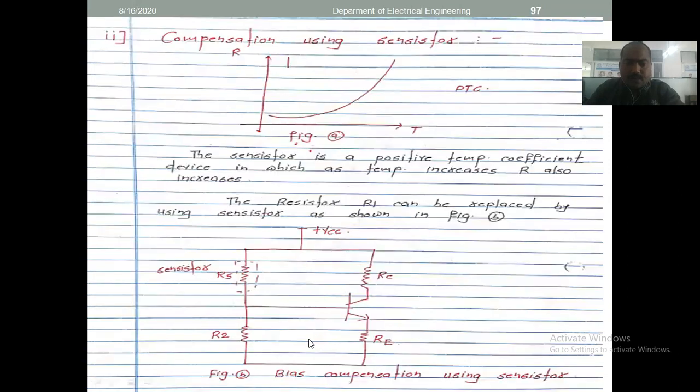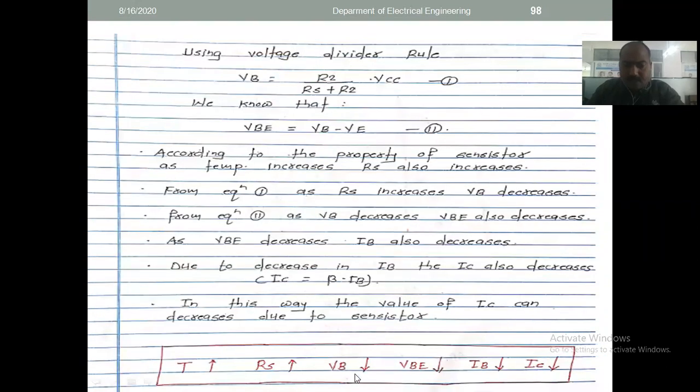Now see, we have to use this sensor not below, that is on the upper side. So what happens due to that, that increase should affect directly this base voltage, right? So RS increases, it causes whatever voltage is coming across the base to decrease, right? See, so that VBE decreases.